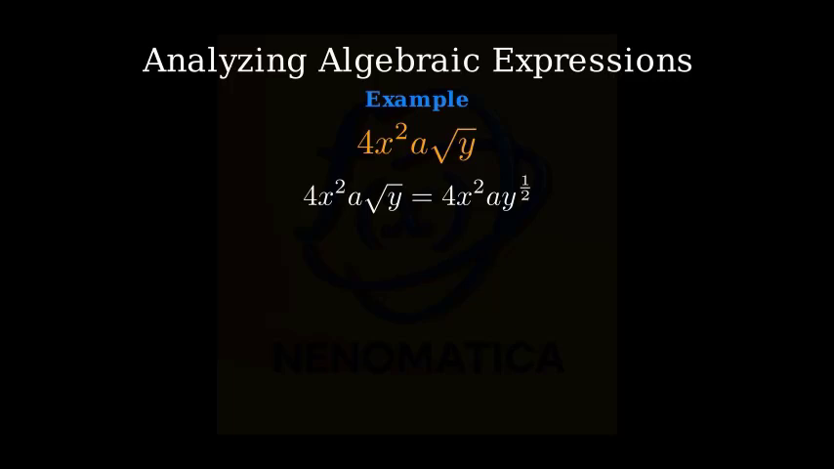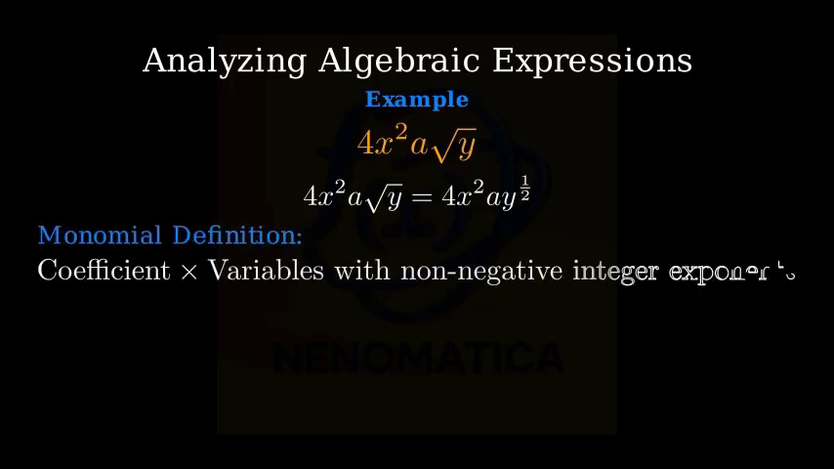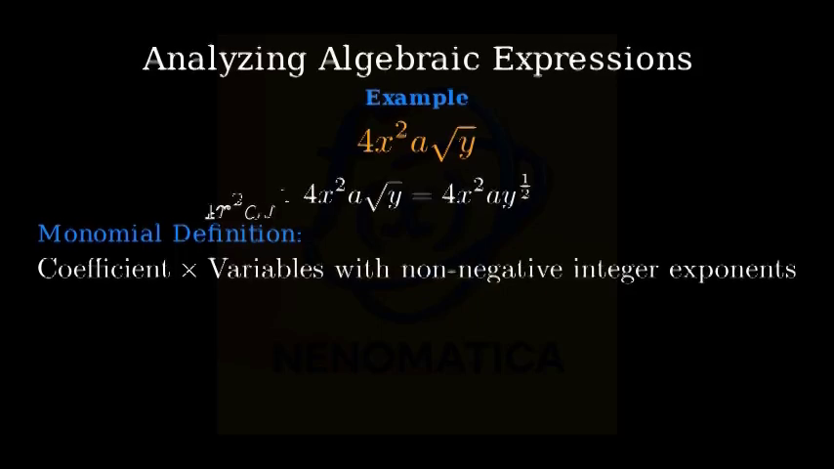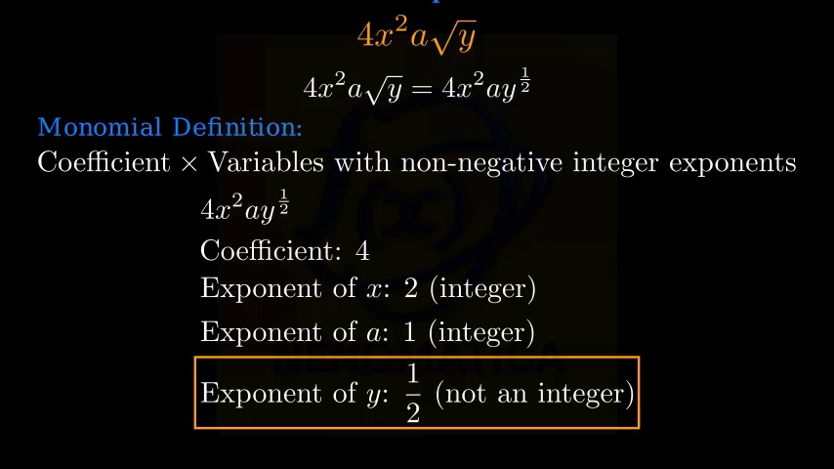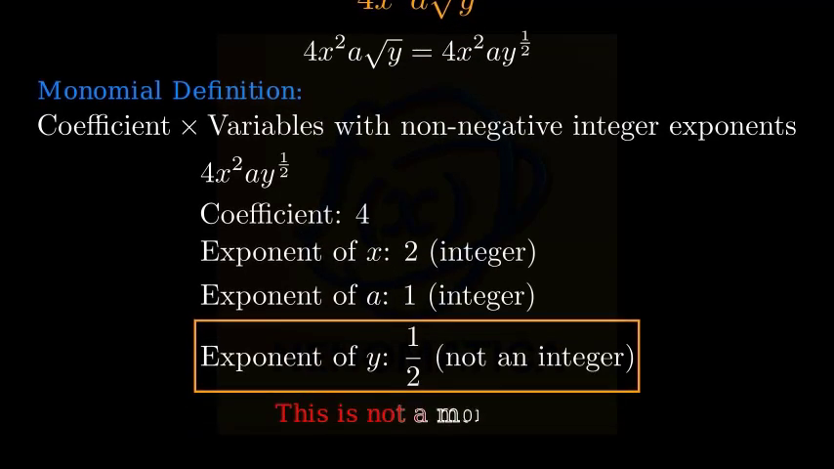Now, let's recall what makes an expression a monomial. A monomial is a product of a numerical coefficient and variables with non-negative integer exponents. In our expression, we have the coefficient 4 and the variables x with exponent 2, and y with exponent 1/2. For an expression to be a monomial, all exponents must be non-negative integers. Since the exponent of y is 1/2, which is not an integer, this is not a monomial.